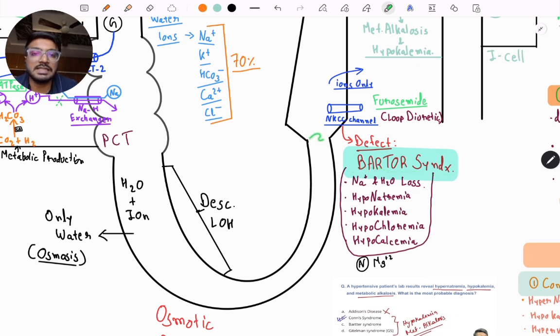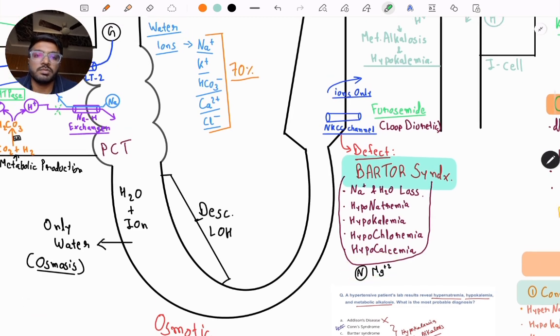Now what will happen is that the sodium, potassium, chloride and calcium are not going to be reabsorbed back into the blood. Because of that, along with sodium, water also will follow. So it will lead to sodium and water loss or dehydration, hyponatremia, hypokalemia, hypochloremia and hypocalcemia. But in this place, our magnesium levels are going to be normal.